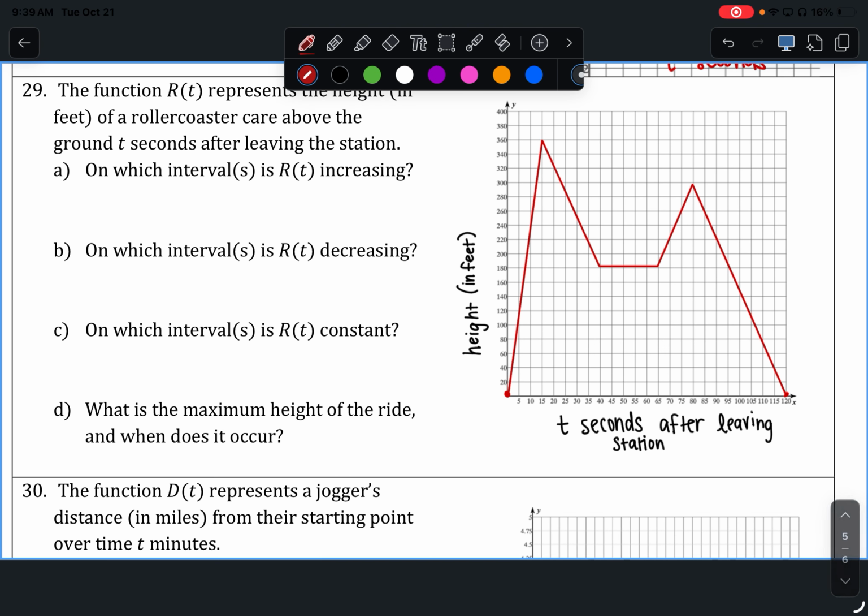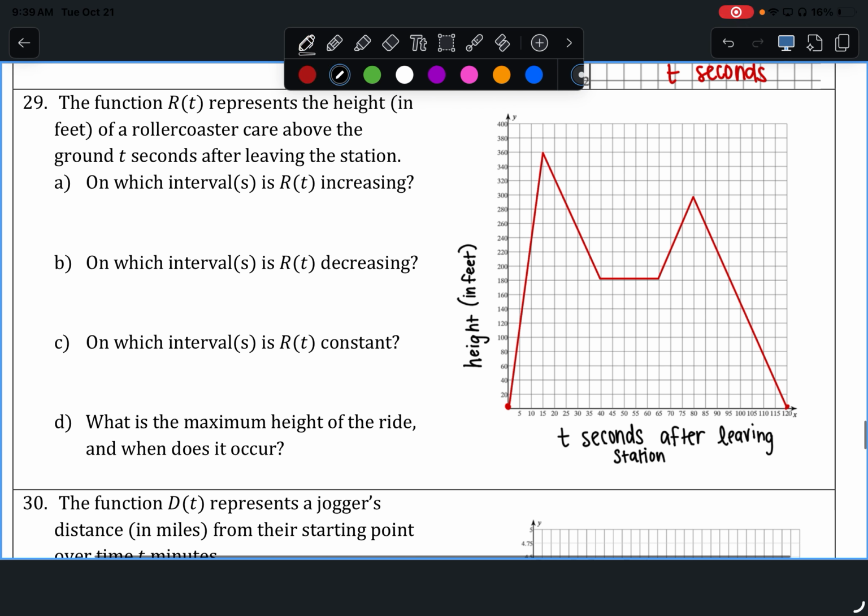So for 29, the function r of t represents the height in feet of a roller coaster car above the ground t seconds after leaving the station. So first, when is r of t increasing? Yep. 0 to 15. Anywhere else? Yeah. Where? 65 to where? So we have from 0 to 15 and 65 to 80.